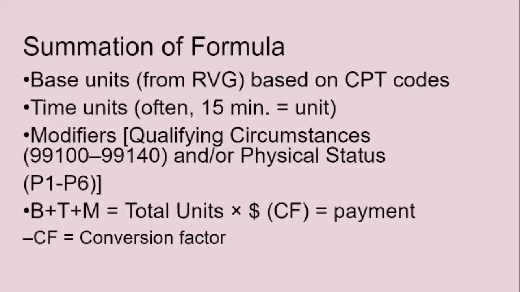So let's do a summation of the formula. Base units are based on CPT code. Time units is based on your time. Modifiers are qualifying circumstances. B plus T plus M equals total of units times your conversion factor equals your payment.